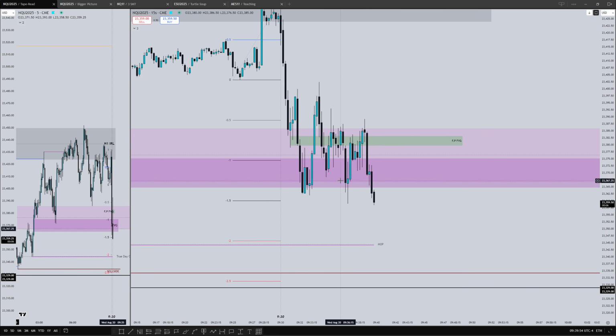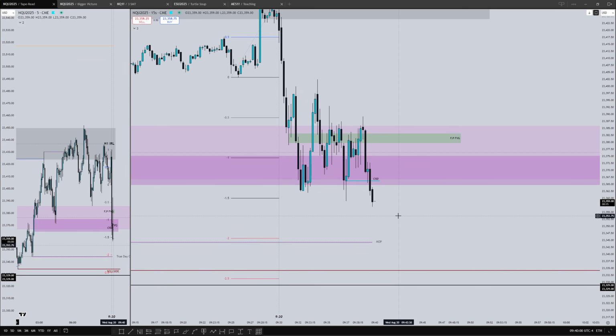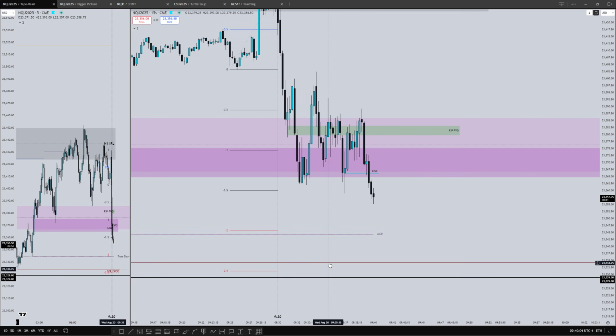It's now starting to leave the inversion fair value gap. You have a change in state of delivery here. Entering into the new sell program, you'd like to see it displace now towards the London low. Sell side here, sell side here.